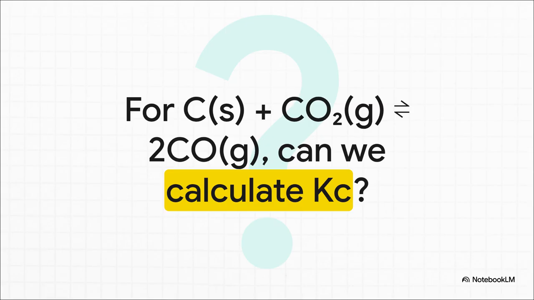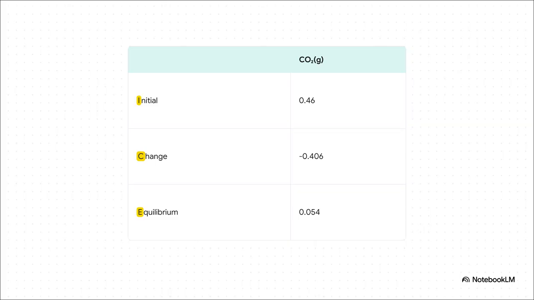We've got solid carbon reacting with carbon dioxide gas to make carbon monoxide gas. We're given a starting mass of CO2, the container volume, and the golden ticket, the concentration of CO2 once it hits equilibrium. The mission? Find Kc. All right, let's build our table.